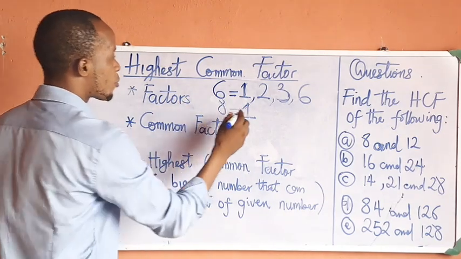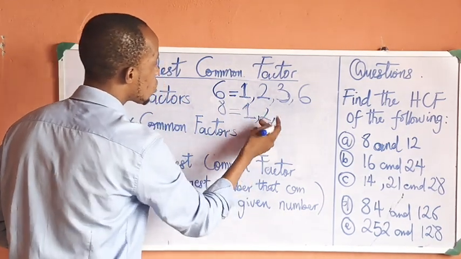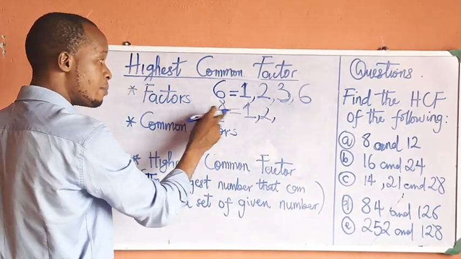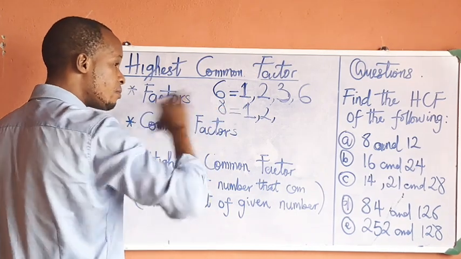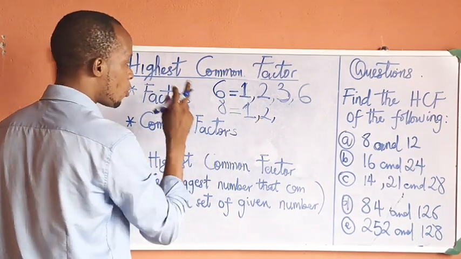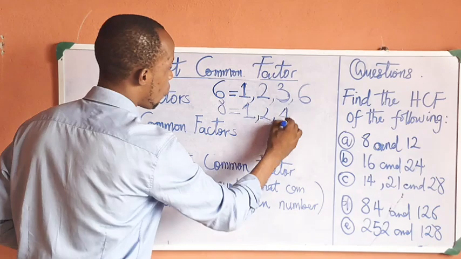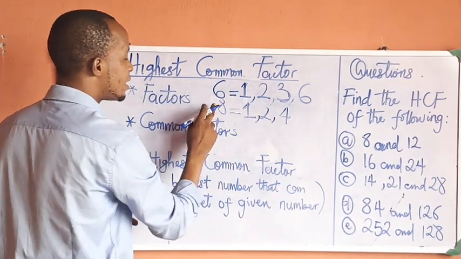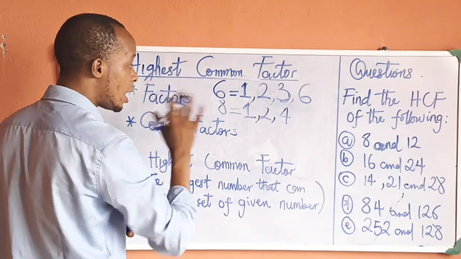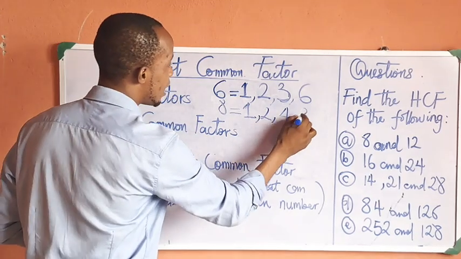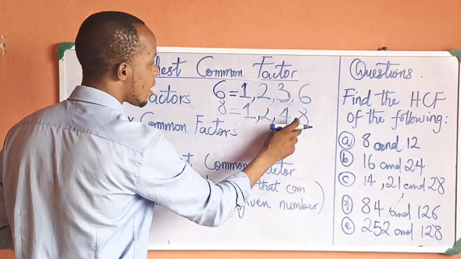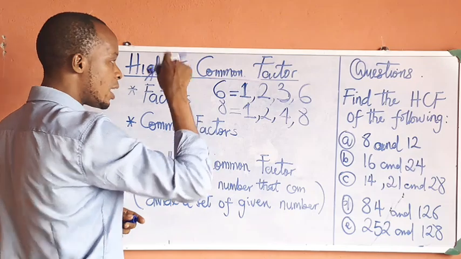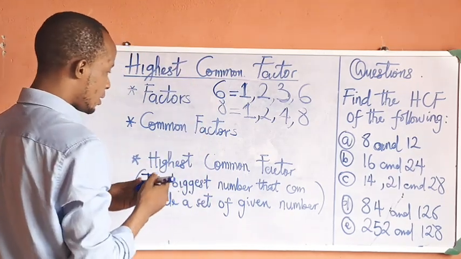So, after 1, 2 also is a factor of 8. Why? Because 2 divides 8 without a remainder 4 times. And then the next will be 4. 4 can divide 8 2 times without a remainder, and then 8, just like I said, 8 itself can divide 8 without a remainder 1 time.